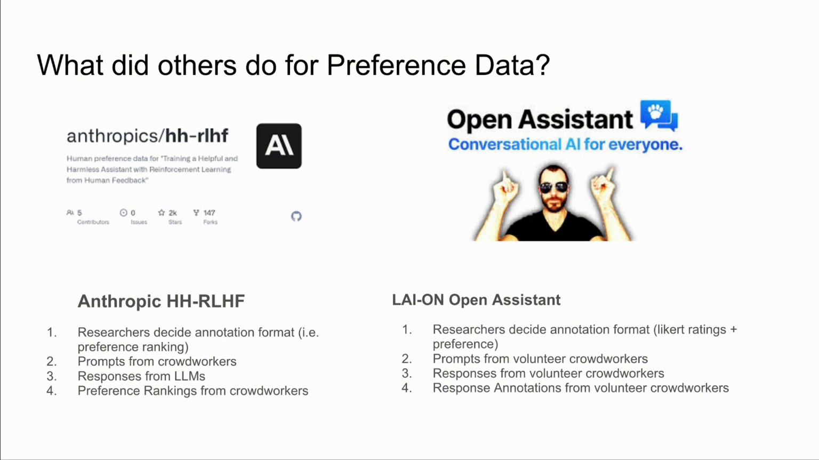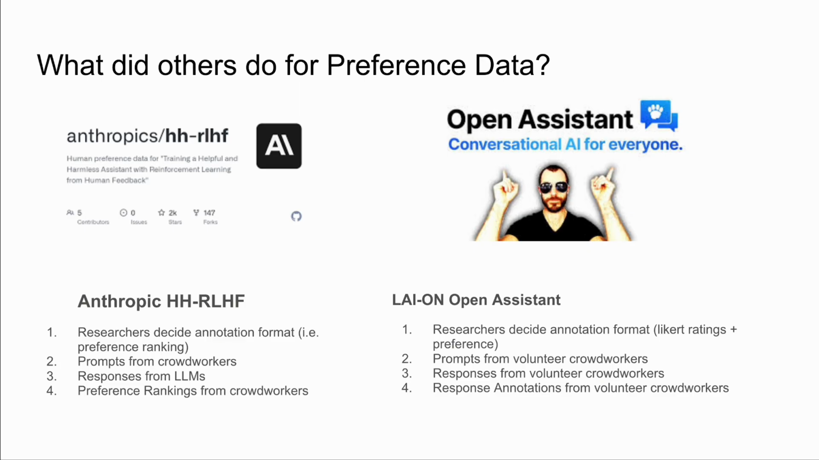The next very common dataset is called Open Assistant. It's similar, but here it's more of a crowdsourced effort where most people are volunteers. The researchers within this team decide the annotation format, in which case they choose both Likert ranking and preference. We have prompts from volunteers. But this time around, differently from Anthropic's HH-RLHF, the responses are also from other volunteer crowd workers. And finally, the response annotations are also from volunteer crowd workers. So basically, humans try to pretend to be every part of the process.